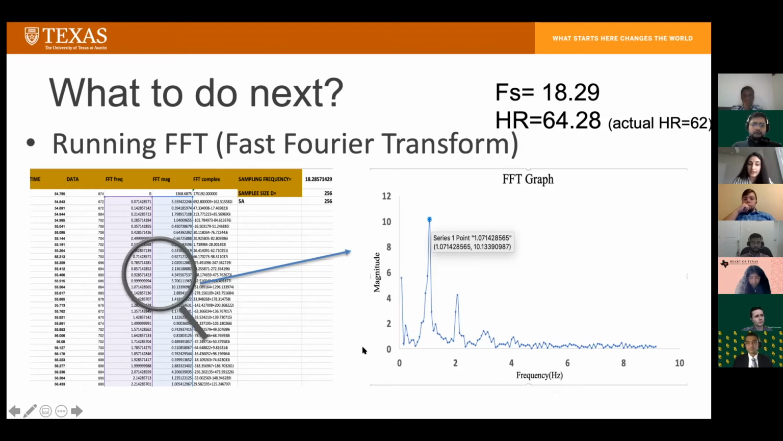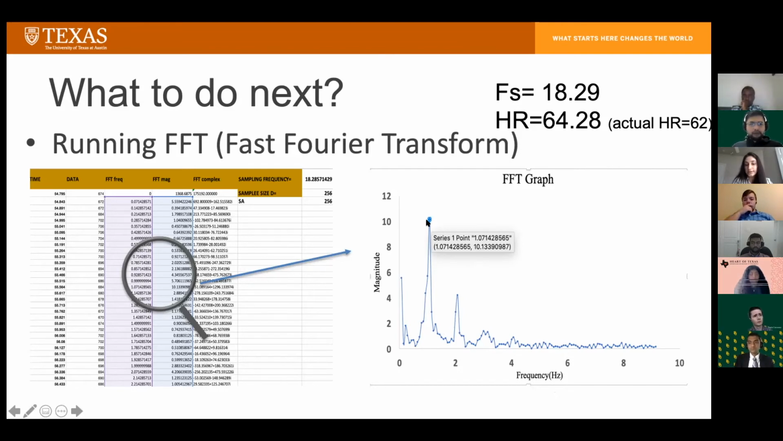After graphing it, it's going to provide a graph that looks like this. All the FFT graphs have a similar shape. Usually they have a peak and then really low Y coordinates as the frequency goes on. But in order to calculate the heart rate, we need to use the peak of the graph.